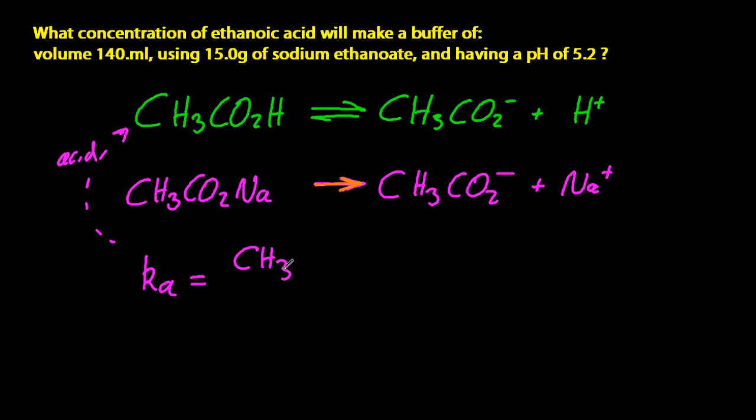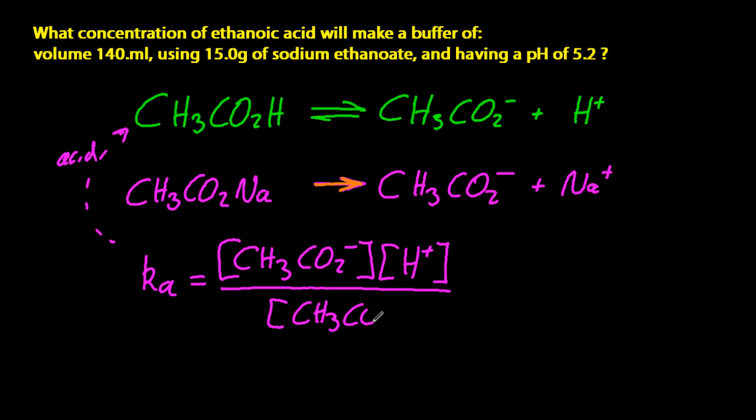So Ka, well, that's products divided by reactants for the one that's in equilibrium. And I'm going to assume that the concentration of H plus at the bottom is negligible. That means it's small. No, it doesn't. It means it's small compared to the concentration of ethanoic acid.